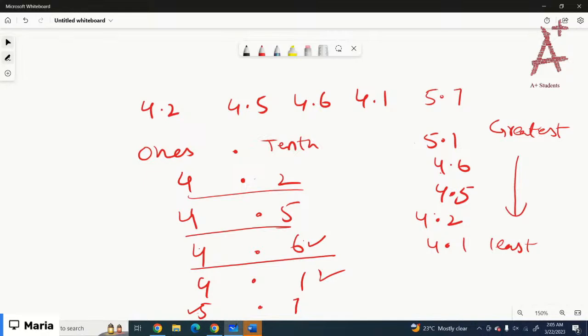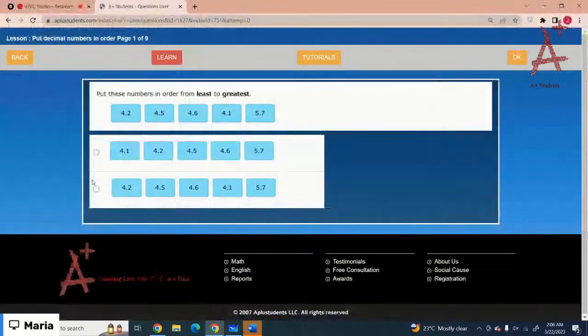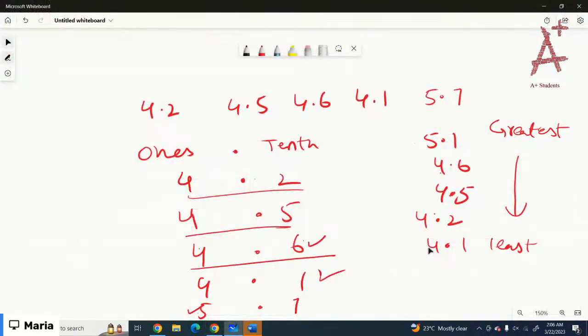Okay, oh, you have to arrange them from least to greatest. Let's just go backward: 4.1, 4.2, 4.5, 4.6. When going from least to greatest, look at all the whole numbers. That means 5.7, 5 is the greatest number, so you have to write it down last. Now look at the rest of the numbers.